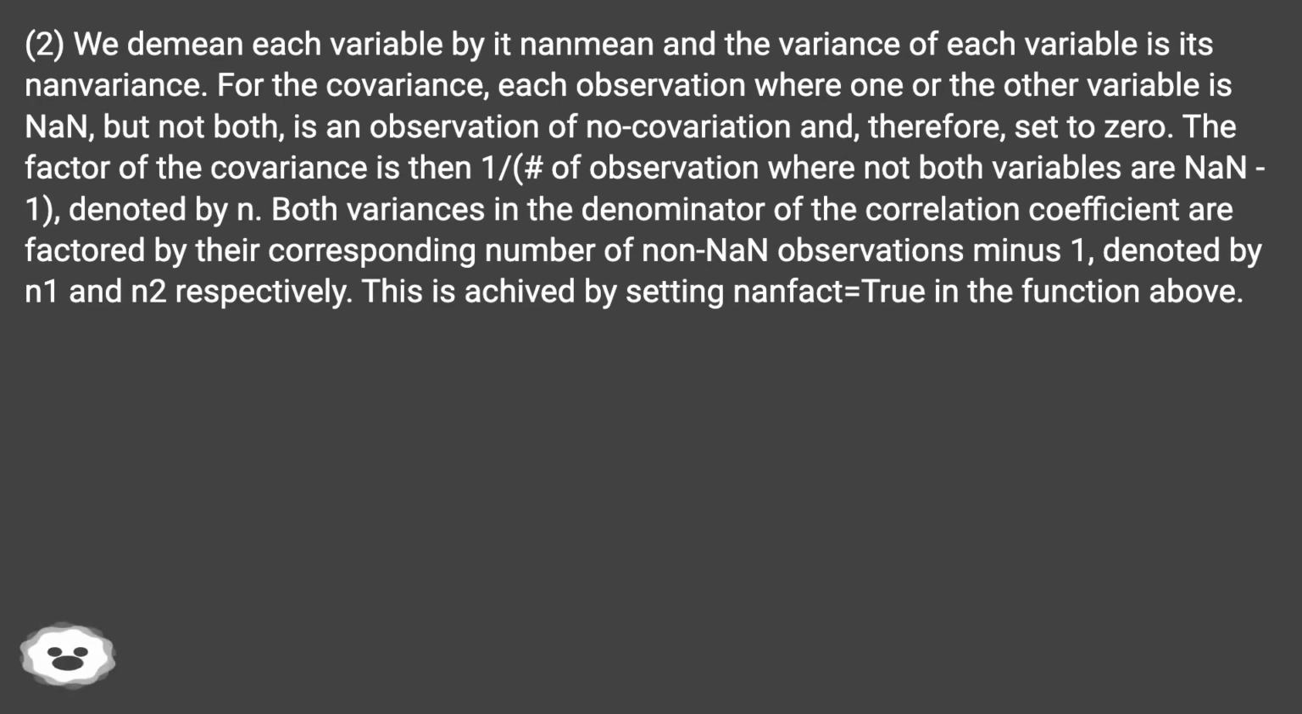The factor of the covariance is then 1/(number of observations where not both variables are NaN, minus 1), denoted by n. Both variances in the denominator of the correlation coefficient are factored by their corresponding number of non-NaN observations minus 1, denoted by n1 and n2 respectively. This is achieved by setting nanfact equals true in the function above.